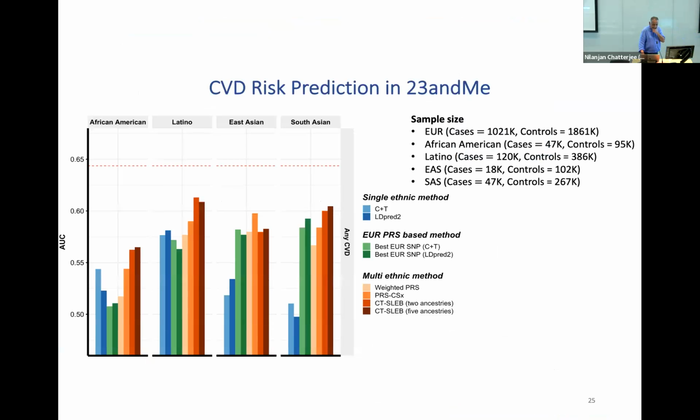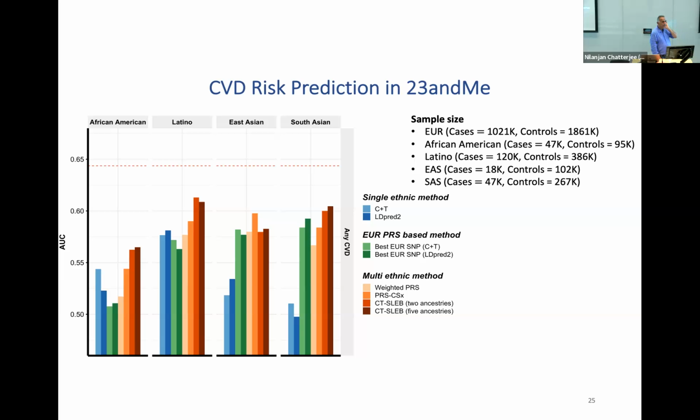And this shows the performance of the different methods in a particular data set. Actually, this is the collaboration we have with 23andMe. As you may know, 23andMe possesses some of the largest genetic databases, and so we are very lucky to be able to work with them. You can see the sample sizes, for example in European, and these are predictions for cardiovascular disease. The sample sizes are huge.